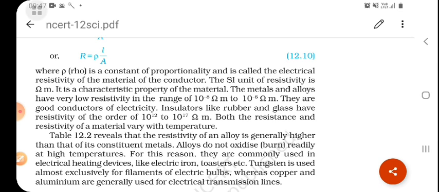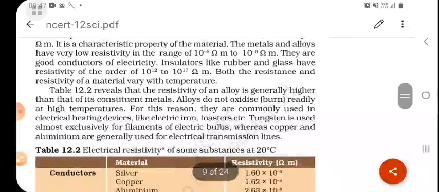Metals have a very low resistivity, of 10 to the power minus 8 ohm meter to 10 to the power minus 6 ohm meter. Low resistivity offers higher current. So metals and alloys offer a very low resistivity in the range of 10 to the power minus 8 ohm meter to 10 to the power minus 6 ohm meter for alloys, and they are good conductors of electricity.